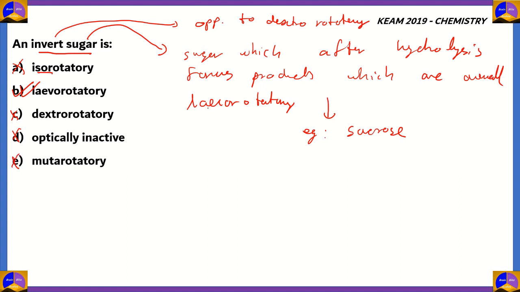If it's optically inactive, then they do not rotate light. Mutarotatory is incorrect, because according to the definition, an invert sugar is a sugar which forms products which are usually levorotatory. And when you're talking about sugars like sucrose, we're looking at an overall result. So even though they produce dextrorotatory glucose, the amount of levorotatory fructose produced is more. So therefore, the overall sugar products become levorotatory.